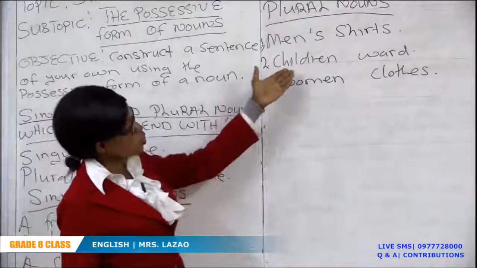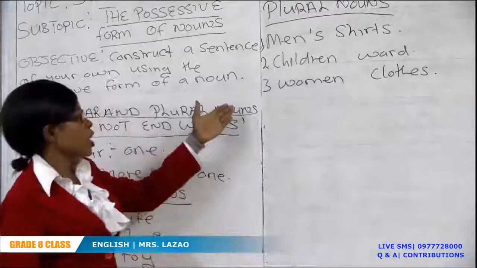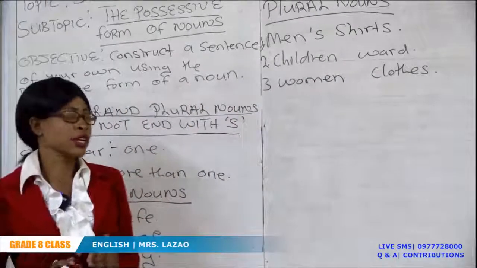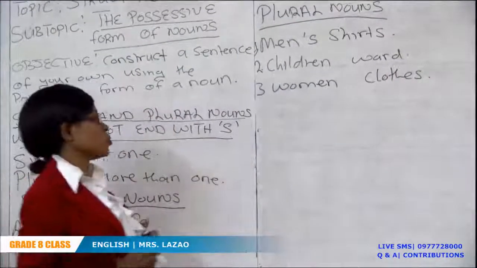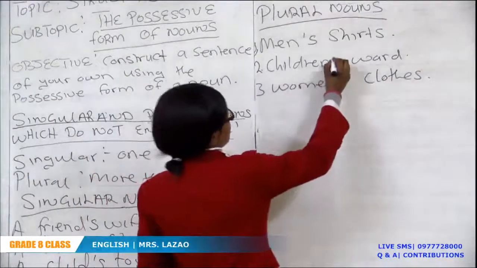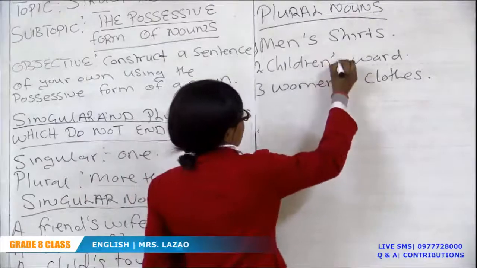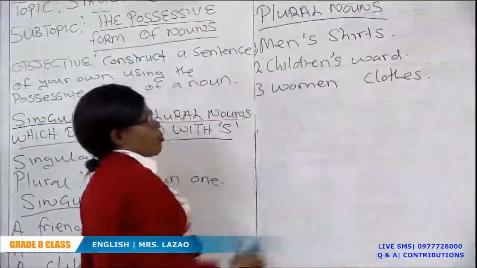The second one says children, word. We want to show possession to say the word belongs to these children. We say children's, apostrophe and S.